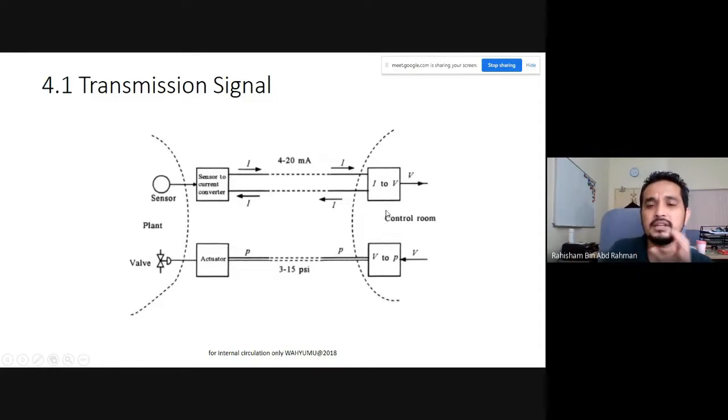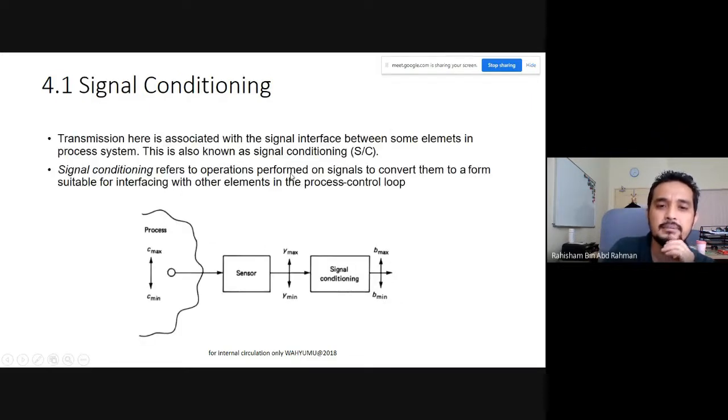How are we going to decide on this matter? That is what we describe as signal conditioning, in which we provide a suitable condition for the signal to be measured and accepted by the control room. I mean, to be readable between two elements.